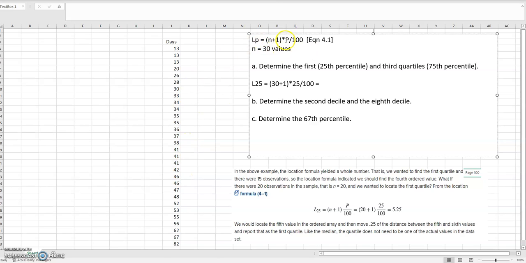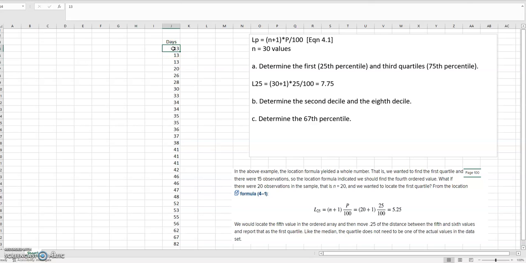Remember, LP is the location of a certain percentile, n is the number of values in your string, and you have 30, times P over 100. The location of the 25th percentile would be (30 plus 1) times 25 over 100. 31 times 0.25 gives me 7.75. That is the position of the value at the 25th percentile. Obviously, there's not a value at the 7.75 position in your string because we're counting whole numbers.